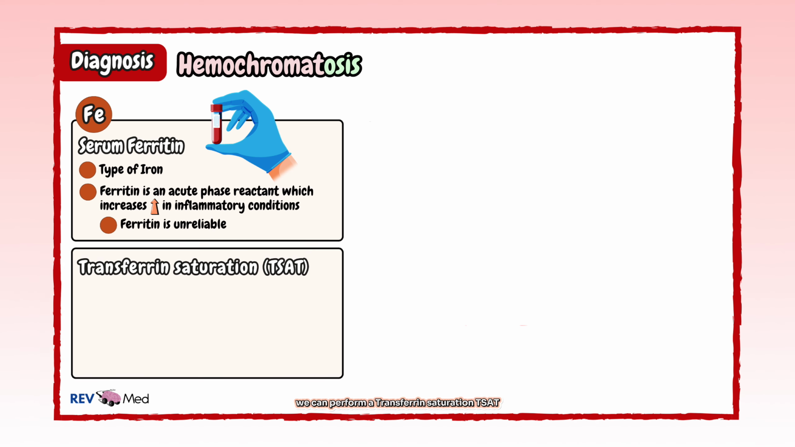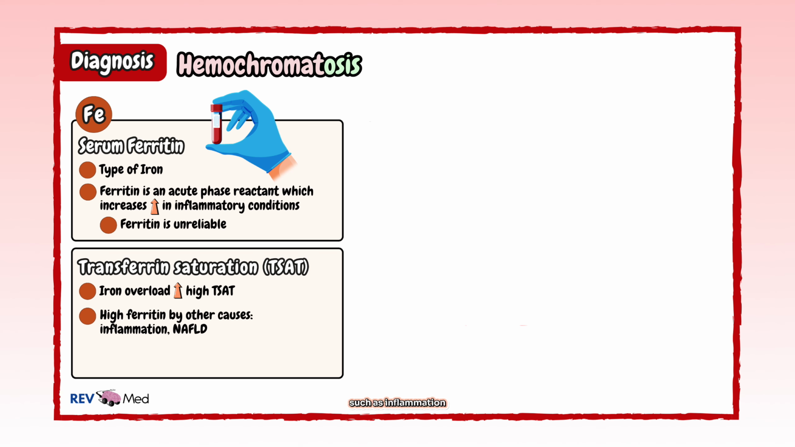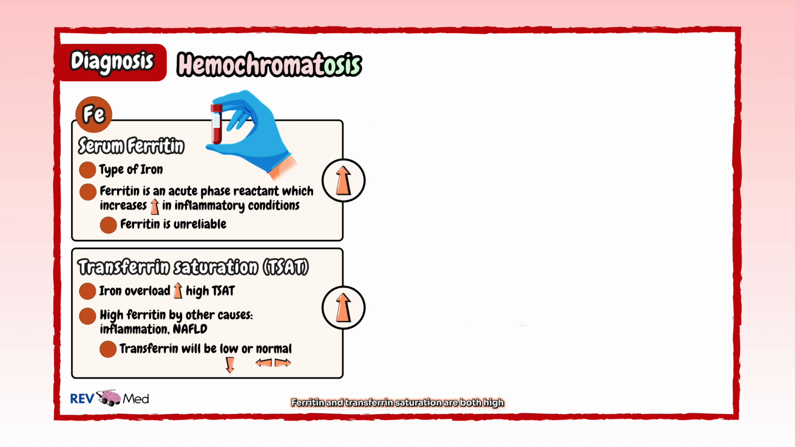We can perform a transferrin saturation, which helps distinguish between high ferritin from iron overload, which means there's high transferrin saturation, from high ferritin caused by other causes, such as inflammation or non-alcoholic fatty liver disease, in which case the transferrin saturation will be low or normal. If serum ferritin and transferrin saturation are both high, this indicates iron overload, and there's no other explanation for these results.